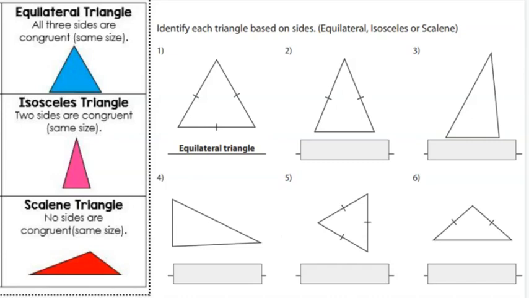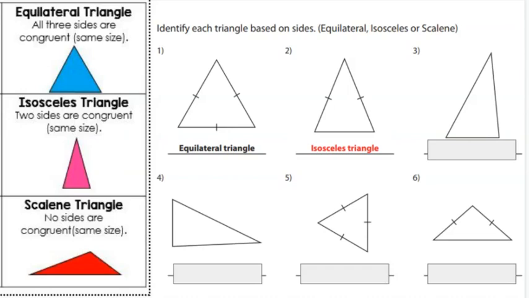All right, so let's take a look at number 2. Number 2, I can see that there's a tick mark on the left side and the right side, which means the left and the right side are equal to each other, but there's nothing on the bottom, which means that the bottom or the base of the triangle does not measure the same as these two sides. So when I go over here and I look at my chart, which one means two congruent sides? All right, so you're going to see isosceles.